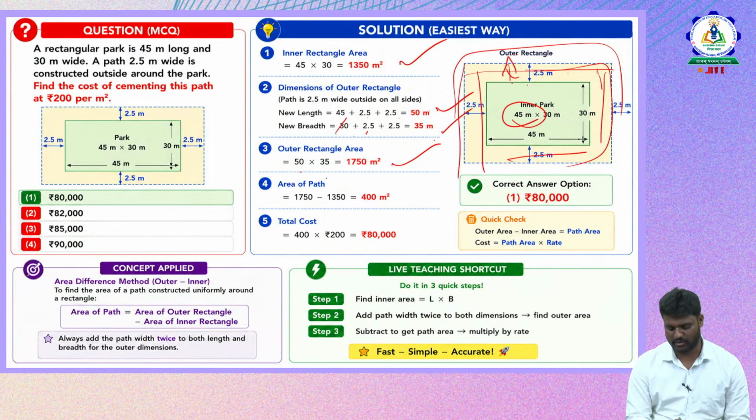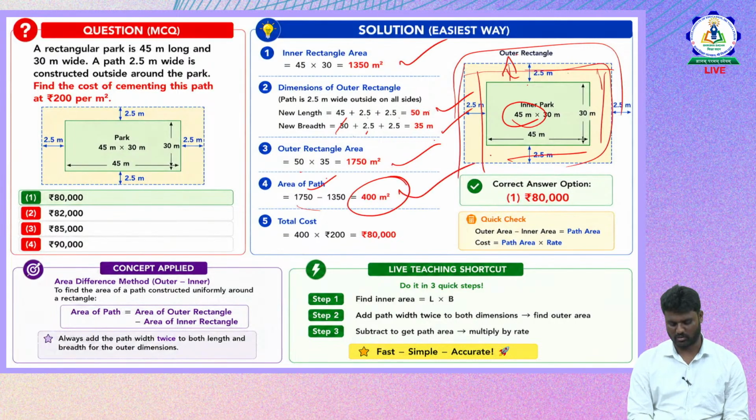The area of the path is the difference between the outer rectangle and the inner rectangle, so we have to subtract. The outer rectangle area is 1750, and the inner rectangular area is 1350, so minus 1350. If you subtract that, we get 400 meters square. So we got the area of the path of the outer rectangle.